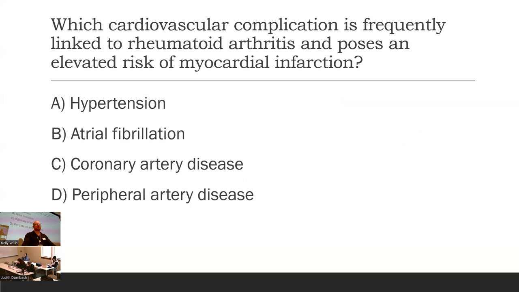Which cardiovascular complication is frequently linked to RA and poses an elevated risk of myocardial infarction? Hypertension, atrial fibrillation and regular heartbeat, coronary artery disease (anybody think that one?), and peripheral artery disease. So you'll want to remember this one, coronary artery disease. The clues in this question are cardiovascular complication and myocardial infarction.